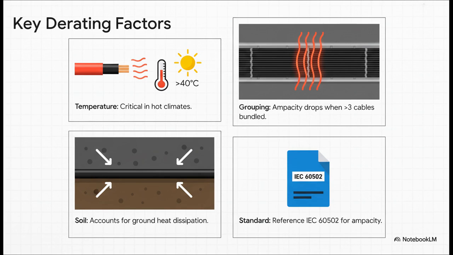That's your temperature factor. And what if you're bundling a bunch of cables together in a tray? They all generate heat, right? Well, they kind of cook each other, which reduces how much power each one can carry. That's the grouping factor. These aren't just suggestions. They're safety-critical calculations from standards like IEC 60502.